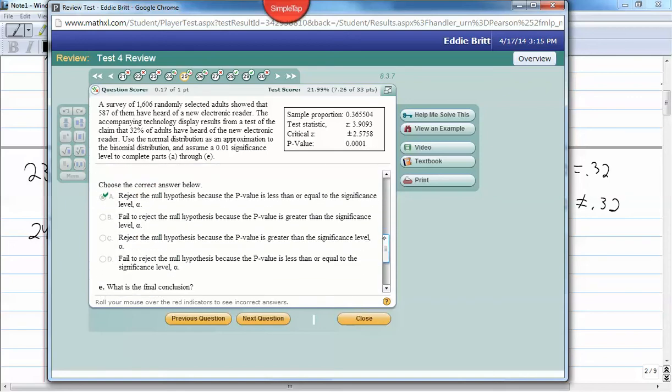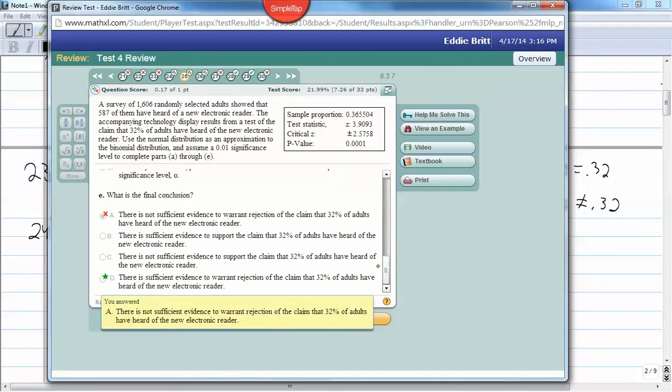Alright, choose the correct answer. So do we reject or fail to reject? We had a significance level of 0.01. So that is 1/100th. Our p-value was 1/10,000th. That is less than our significance level. So that means that we will reject the null hypothesis. Reject the null hypothesis because the p-value is less than or equal to the significance level, 0.01. That is said alpha.